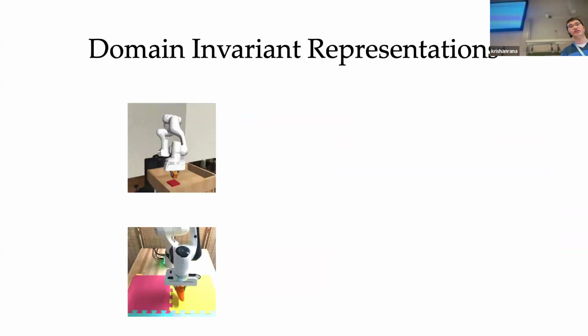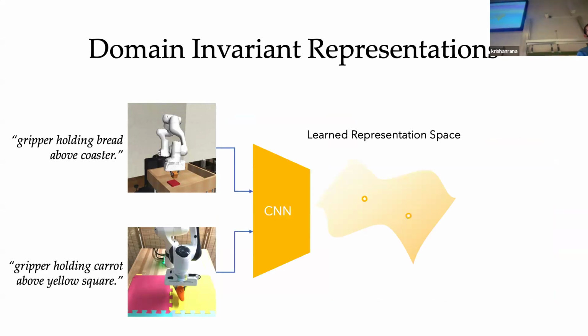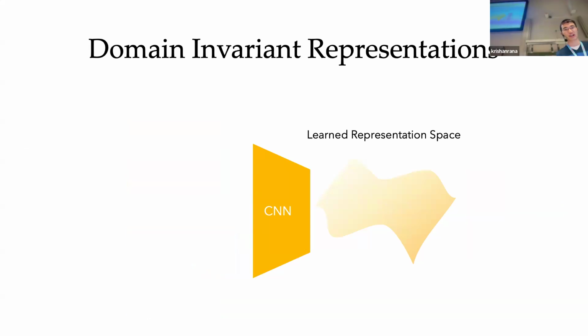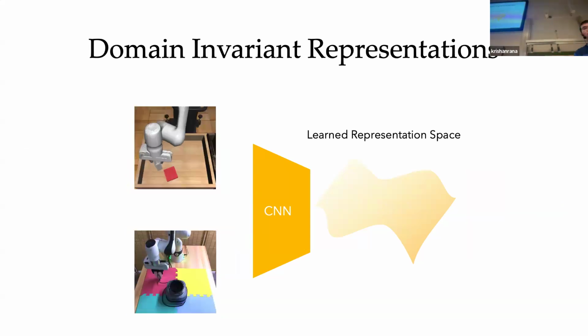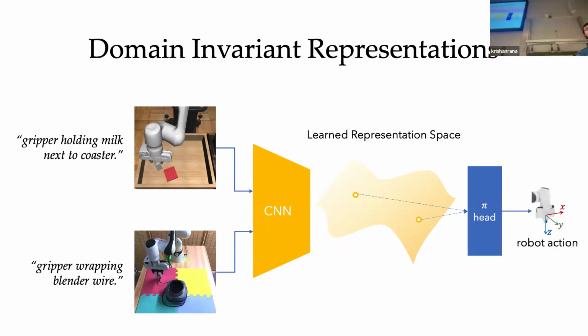Say we have a sim and real image from pick and place with very similar language descriptions. We want to learn a visual representation such that the embeddings of these two images are pushed together so that the policy head can predict very similar actions for these two semantically similar images, namely to open the gripper to place the object. Conversely, if the sim and real image have very different language descriptions, then we want our learned representation to pull apart the embeddings of these two images so that the policy head can predict very different actions for these two images.